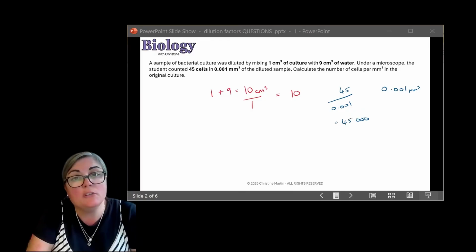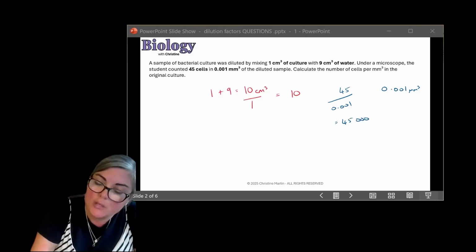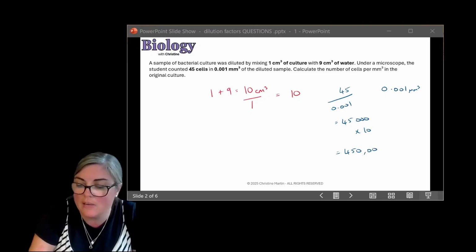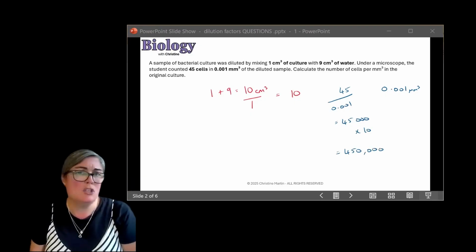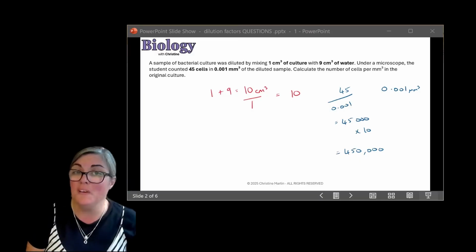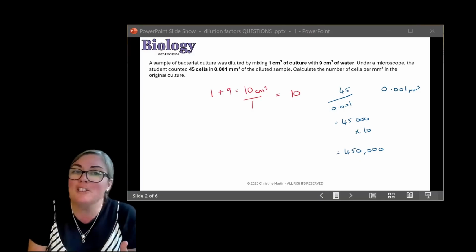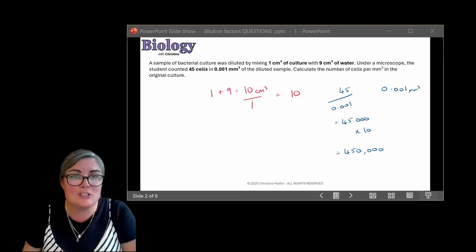45,000. And my dilution factor is obviously 10. So I'm now going to multiply that by 10. So undiluted, I have 4,500. No, I don't. I have 450,000. Now, the good thing is in the exam, it's about what you write on the paper and not what you say, like I just did.